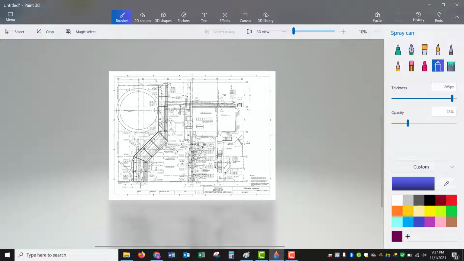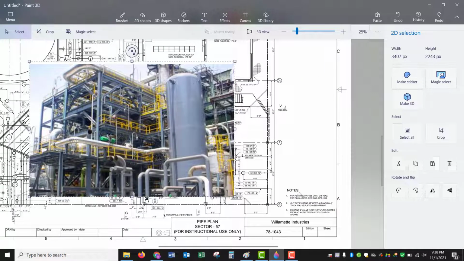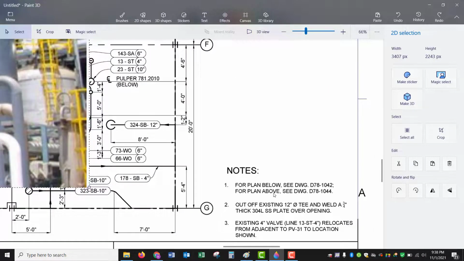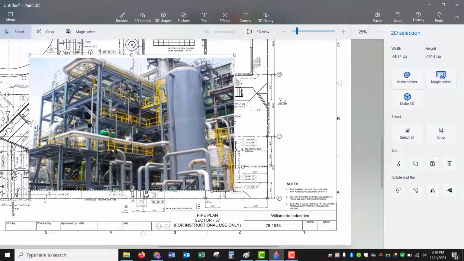I want you to know that this is a facility similar to this facility here. Notice that it's multi-level. If we look at the notes, it tells us here that note 1 says, for plan below, see drawing 781042. And then for plan above, see drawing 781044. So what that tells us is that this one is only of one level. Let's say it's the level right in the middle here. And the plan below would be one level below. So it would be a plan of the facility at this level.